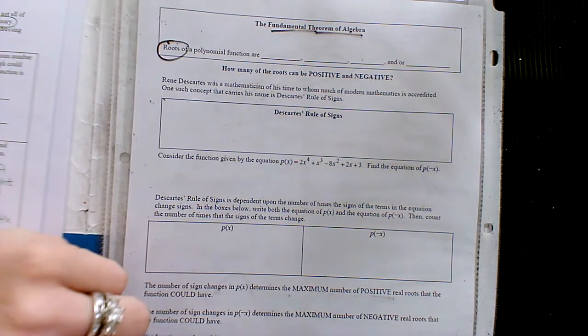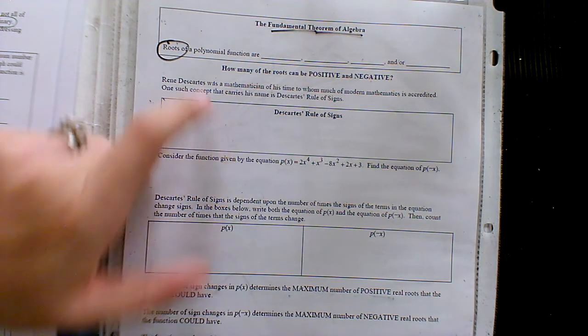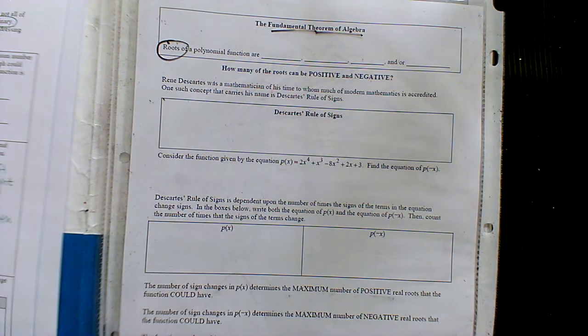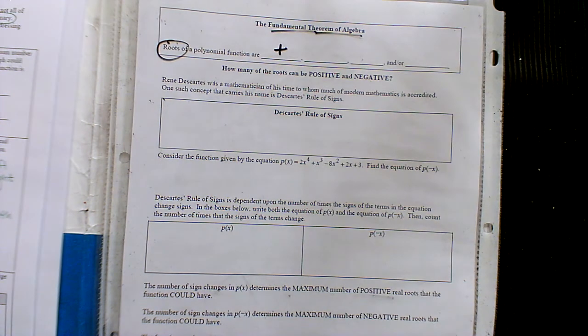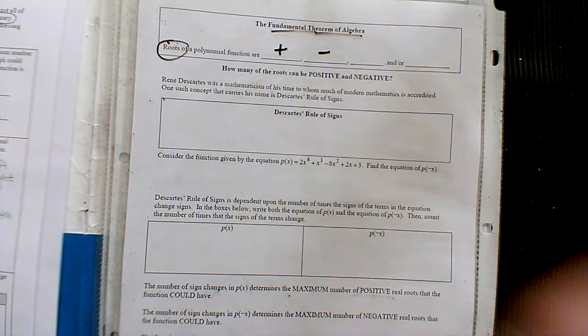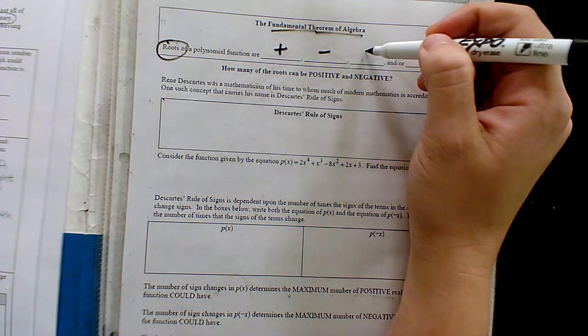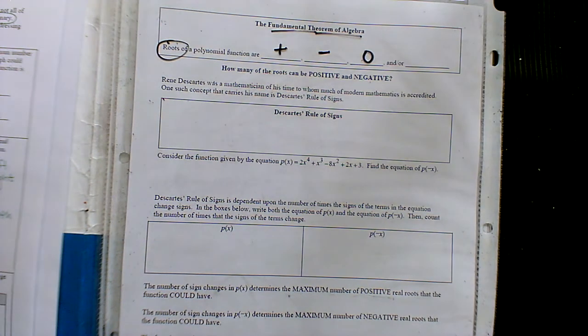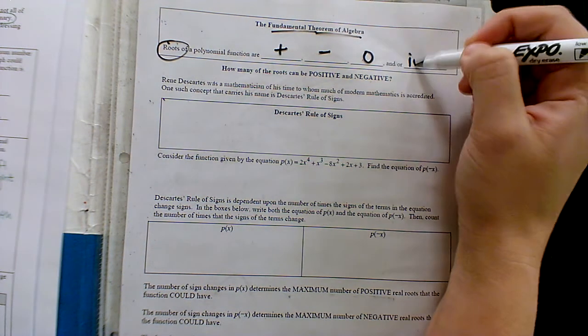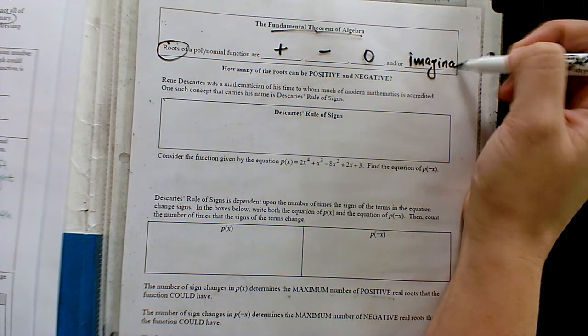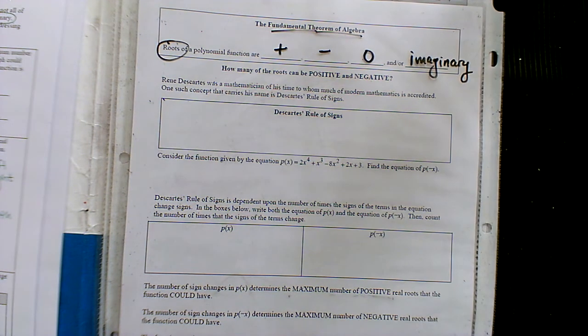So the roots, or zeros, or x-intercepts, whatever word you want to use, can be one of 4 possibilities. You can have positive x-intercepts, you can have negative x-intercepts, you can have x-intercepts that are 0, meaning at the origin, or they can be imaginary. This is going to be our main focus of this section. We're going to try to figure out where all the x-intercepts are located and if we have any imaginary ones.